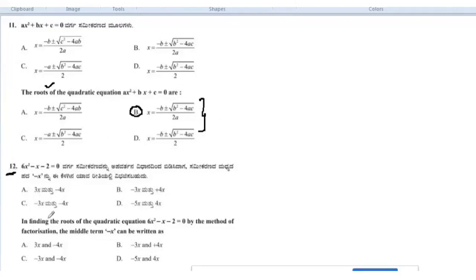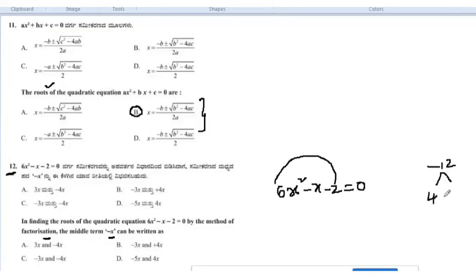12th question. In finding the roots of the quadratic equation by the method of factorization, the middle term minus x can be written as. We all know the factorization method: 6x square minus x minus 2 is equal to 0. The middle term should be split such that if you multiply, you get negative 12, since 6 twos are 12, and if you add or subtract, you get negative x. This method is also called splitting the middle term.